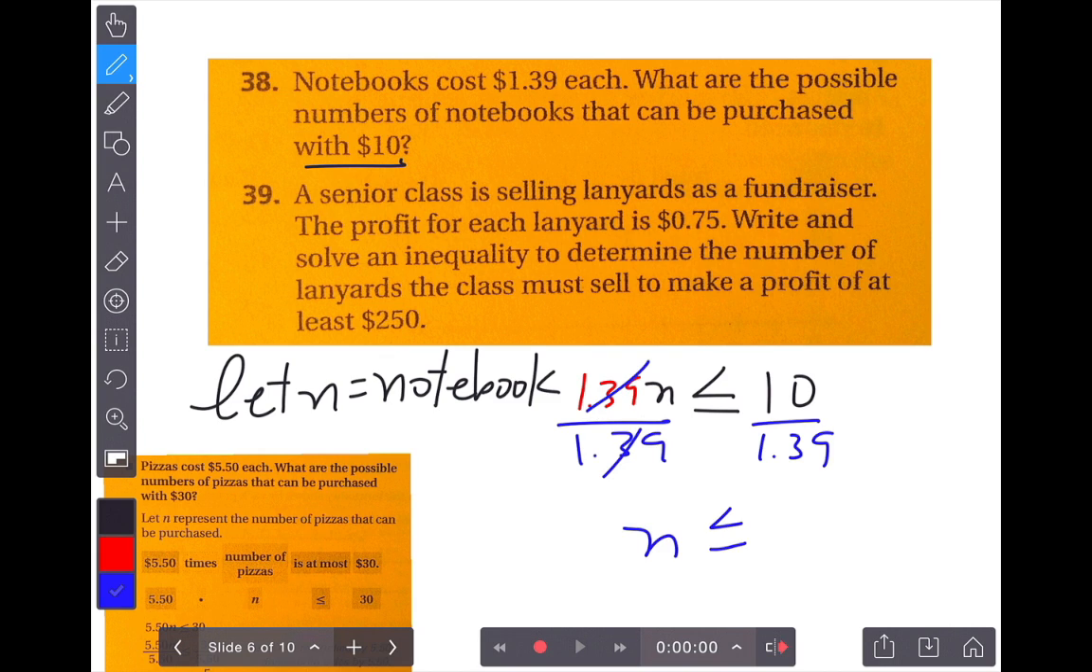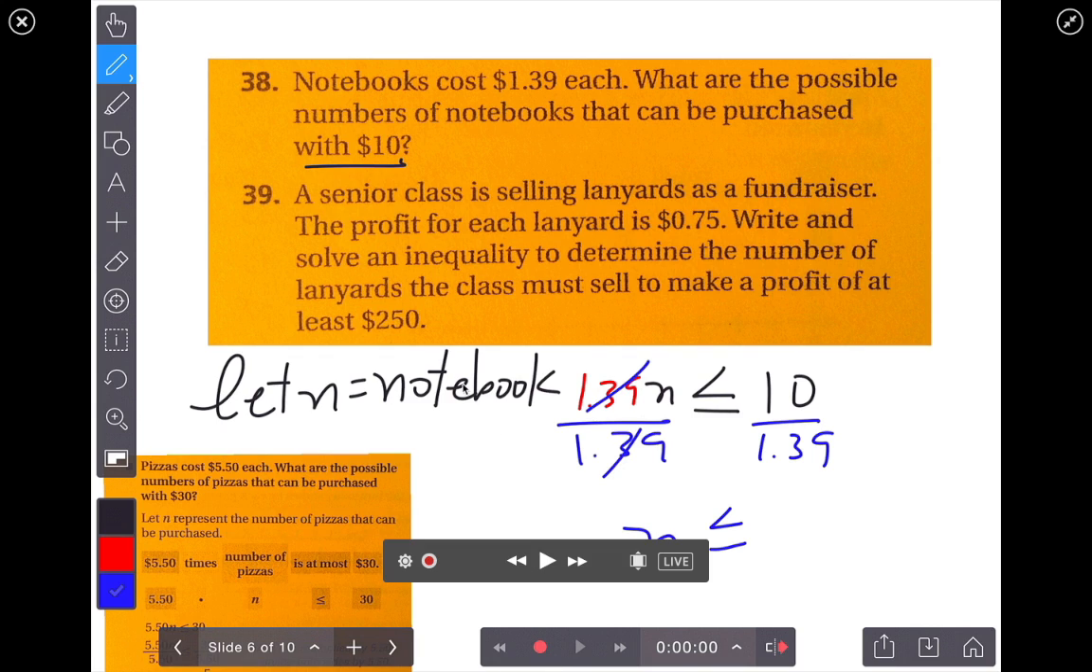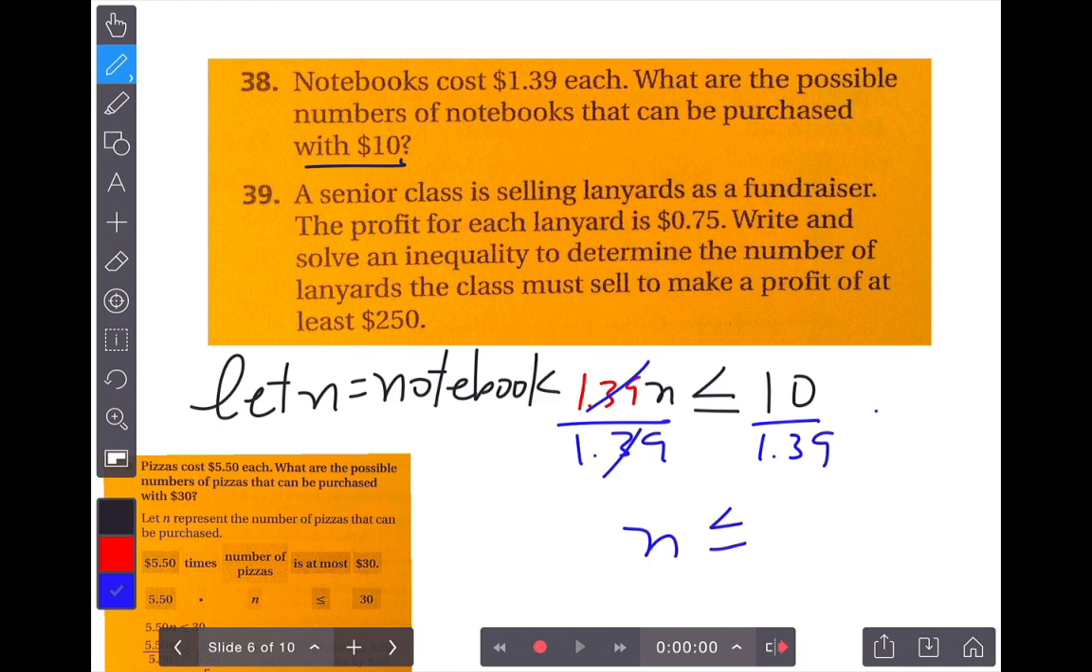Now you got to figure out how many times $1.39 will go into 10. And I believe I didn't do this one yet, but let's see if I can pull up a calculator here. No, not working. All right, so if you notice, what's going to happen is I think it rounds up.